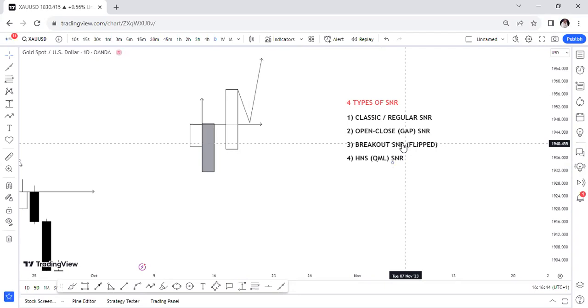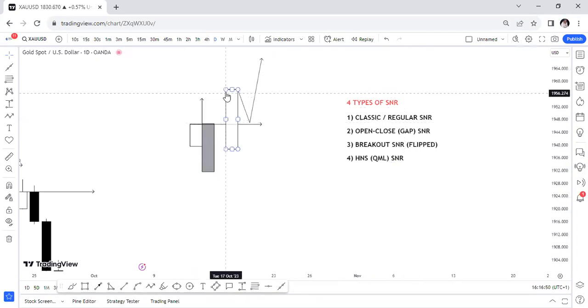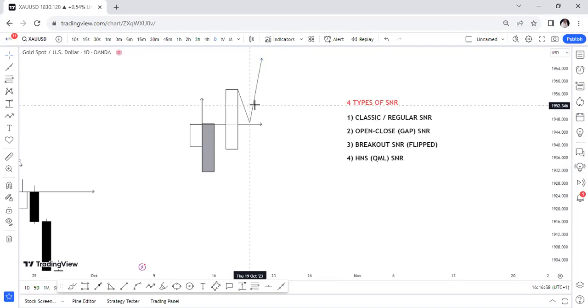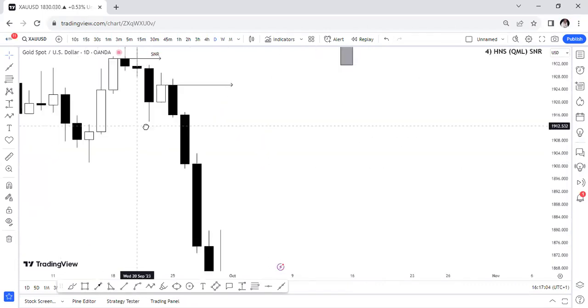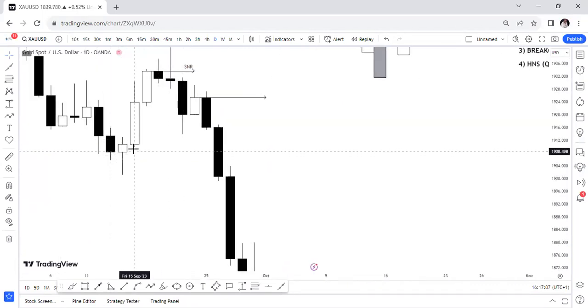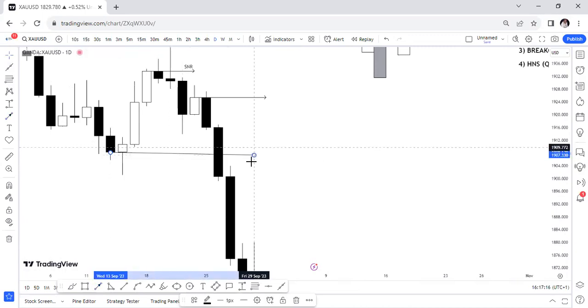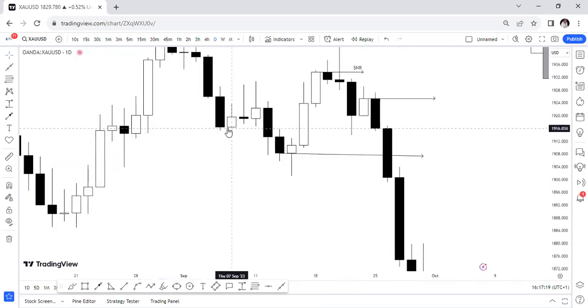How we call it flip is because you flip it. If it was a resistance that was broken through, it now turns to what? It now turns to a support level. So resistance here now turns to a support level. That's why we call it a flipped SNR. So you flip resistance for support. If it is support and you see a breakthrough out of it, that means you flip a support for resistance. If price breaks through like this, for example, you flip it for resistance. So here price breaks through a support level. So you flip it as it breaks out.